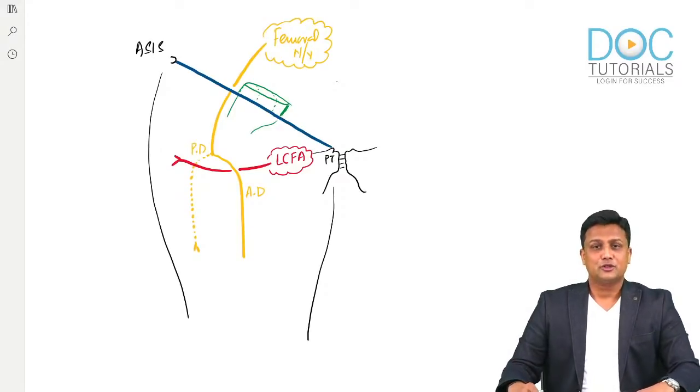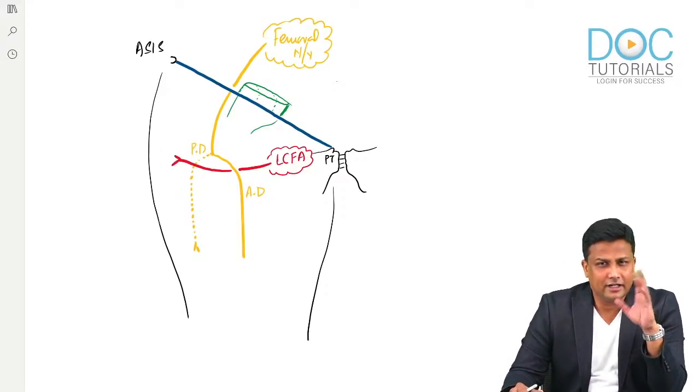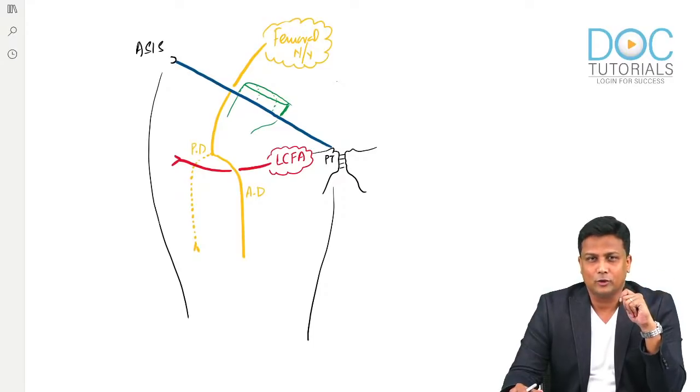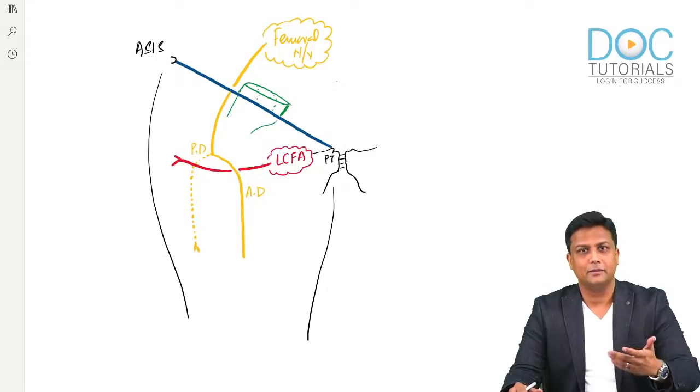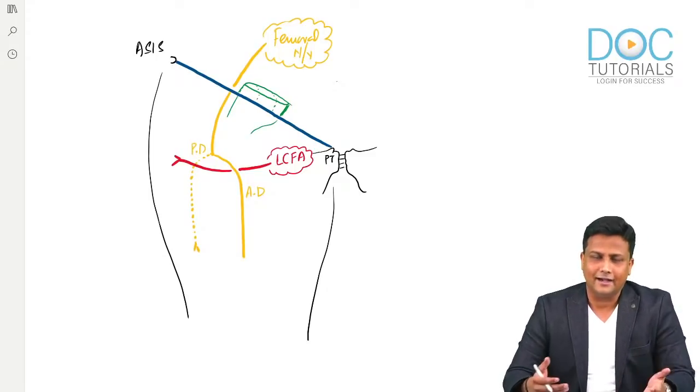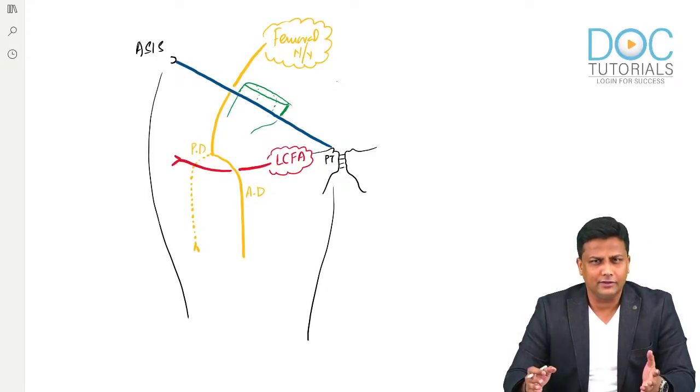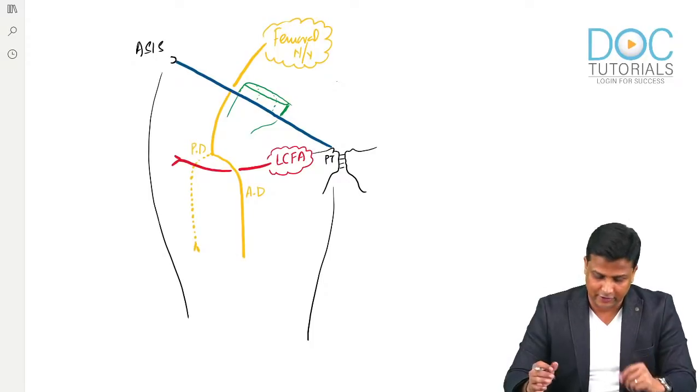Now out of these two divisions, I'm not going to deal with the motor supply over here. I'm not going to tell you about the muscles and all. My main intention is the cutaneous supply, where most of the students have confusion. Motor supply everyone knows. The femoral nerve supplies all the muscles in the anterior compartment of the thigh. Everyone knows that. Now cutaneous supply.